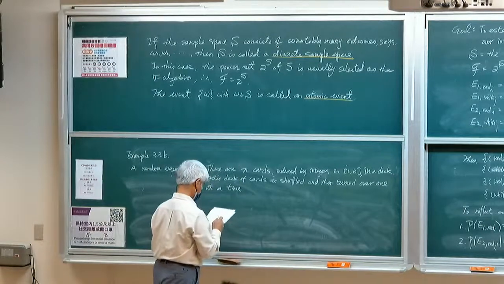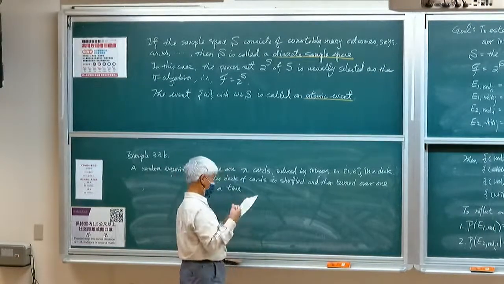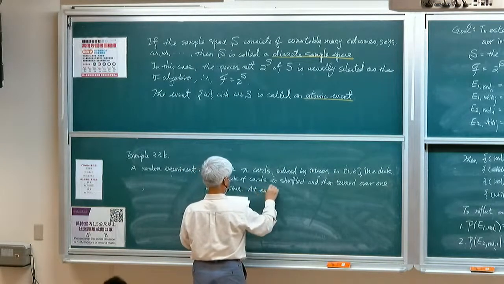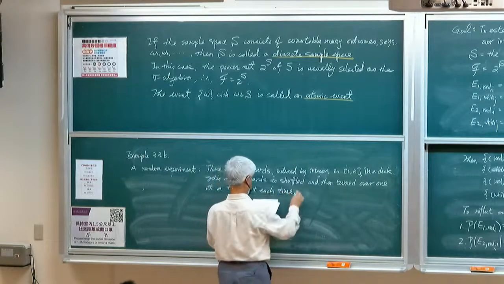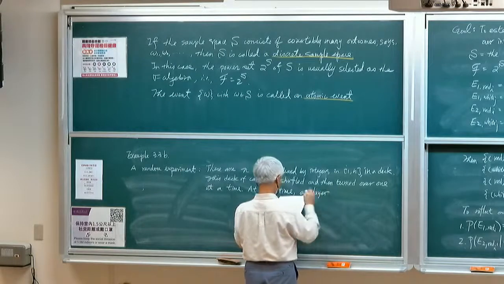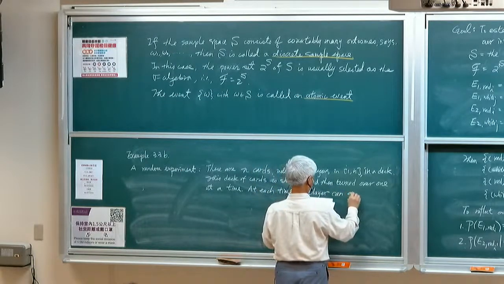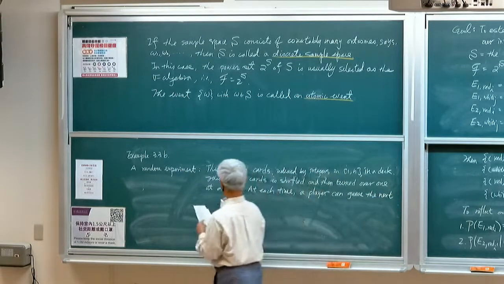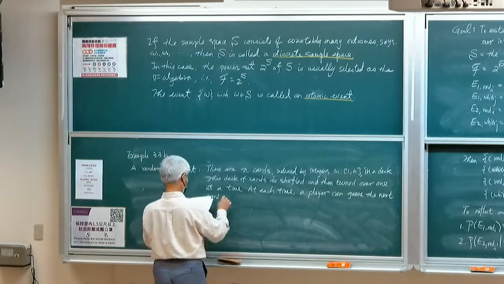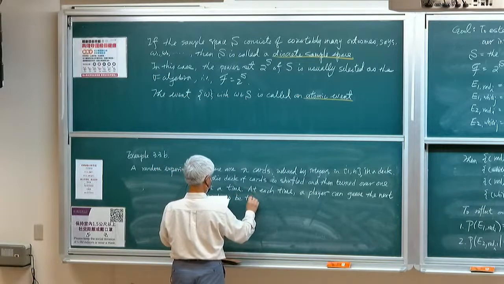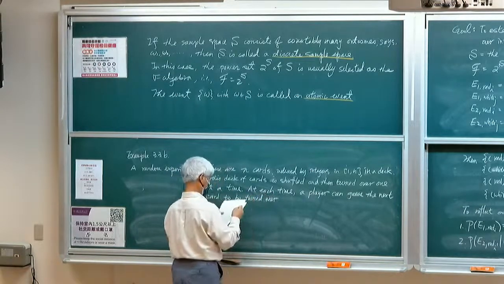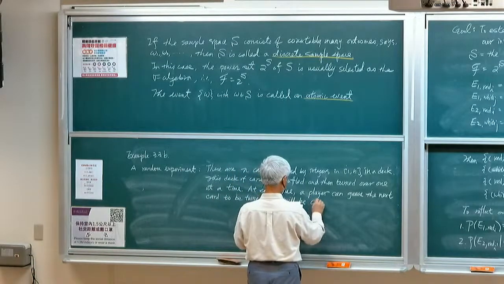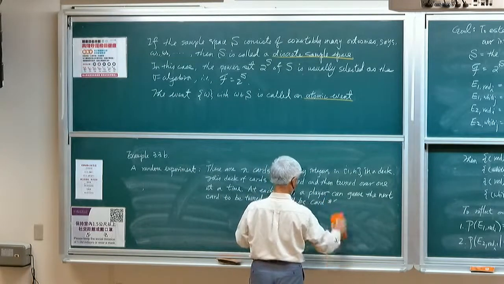Now, there is a player. At each time, the player can guess that the next card to be turned over will be card number 1, will be card 1.